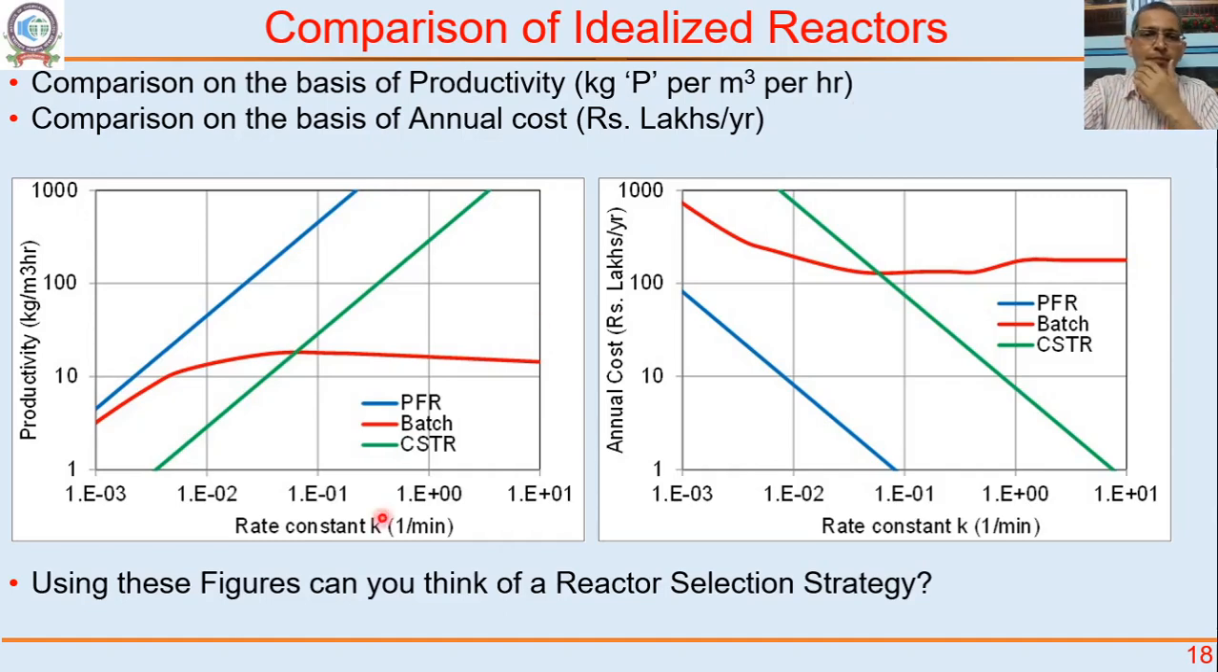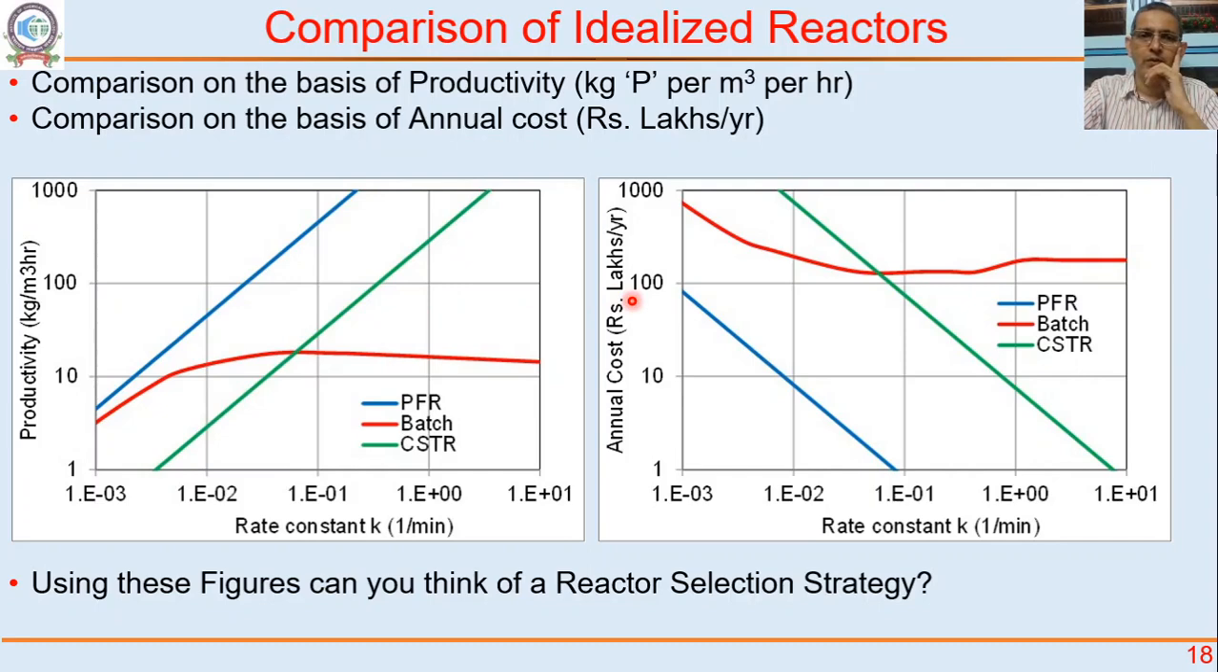Here is what you will find. Let's just look at this right hand side graph, cost. So if your rate constant is low, obviously plug flow is any day better. So this is for plug flow, this is for batch, and this is for the well mixed reactor. In terms of productivity, plug flow will have the highest productivity, followed by batch, followed by the well mixed reactor. Obviously, these are all obvious things.